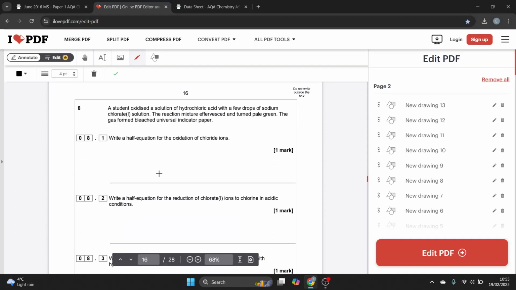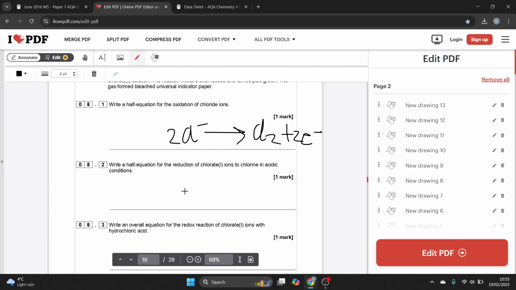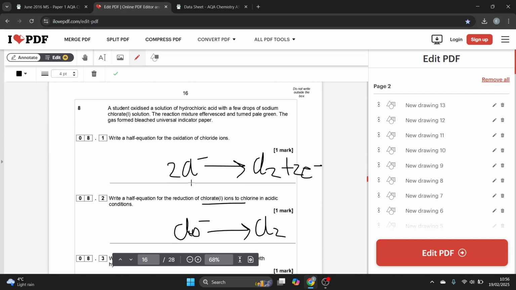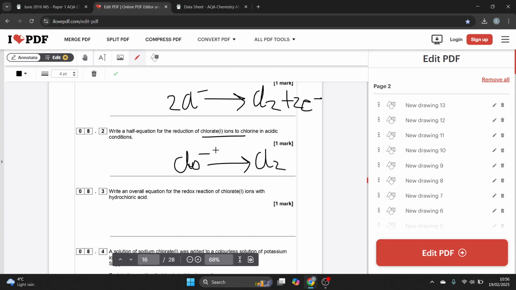Right, half equation for oxidation of chloride ions. Chloride ions will go from Cl minus to chlorine, obviously. I need 2 here, and I've got 2 here. I need 2 negative charge reductions here. Right, half equation for reduction of chlorate ions to chlorine. So you need to know the formulas of these and just how well you know this topic. It's chlorine, group 2, group 7, and you need to know how chlorine reacts with water and all of that.